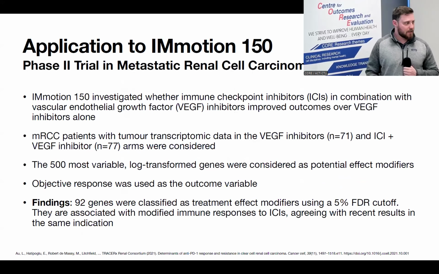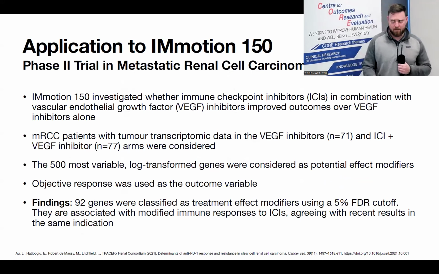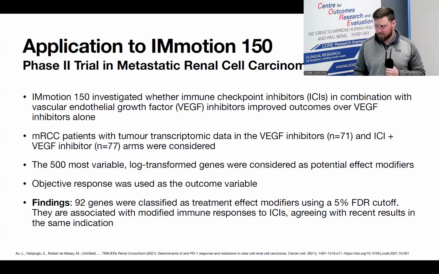With those simulation studies in hand, we were quite happy with what we were seeing, so we decided to apply it to Emotion 150, which is a phase 2 trial in metastatic renal cell carcinoma that Genentech ran a few years back. And so Emotion 150 wanted to compare whether ICIs in combination with VEGF inhibitors improved outcomes versus VEGF inhibitors alone. The patients in question are actually considered two arms from this trial of mRCC patients: those from the VEGF inhibitor arm, and those from the ICI plus VEGF inhibitor arm, for a total sample size of about 150.